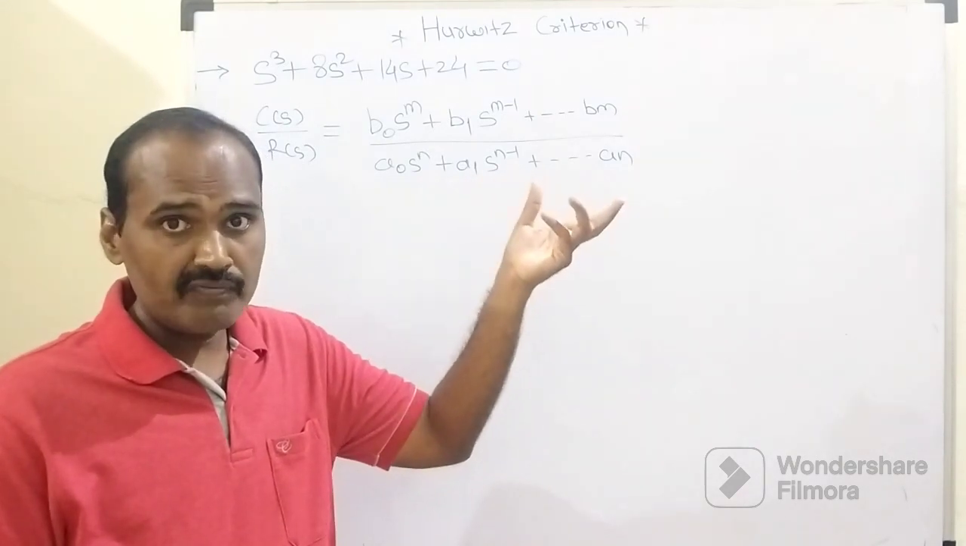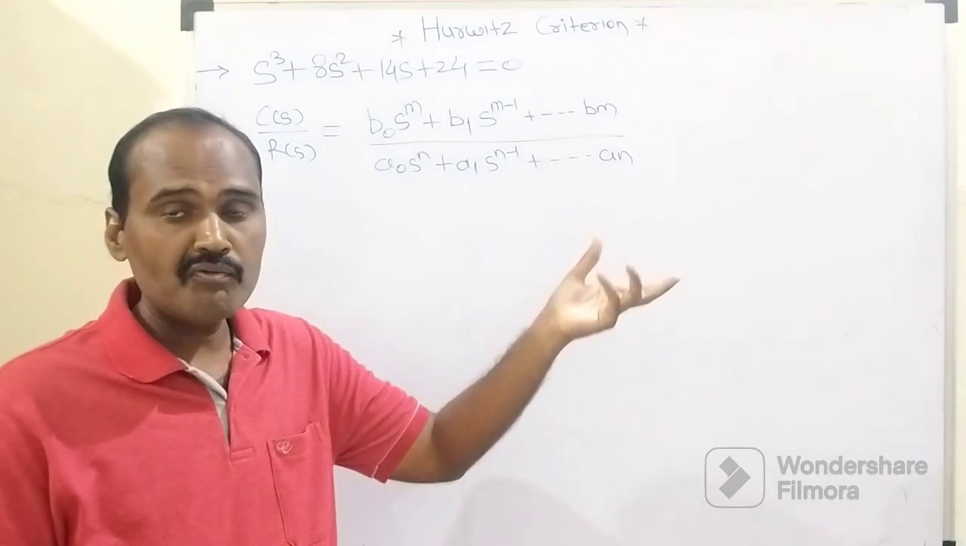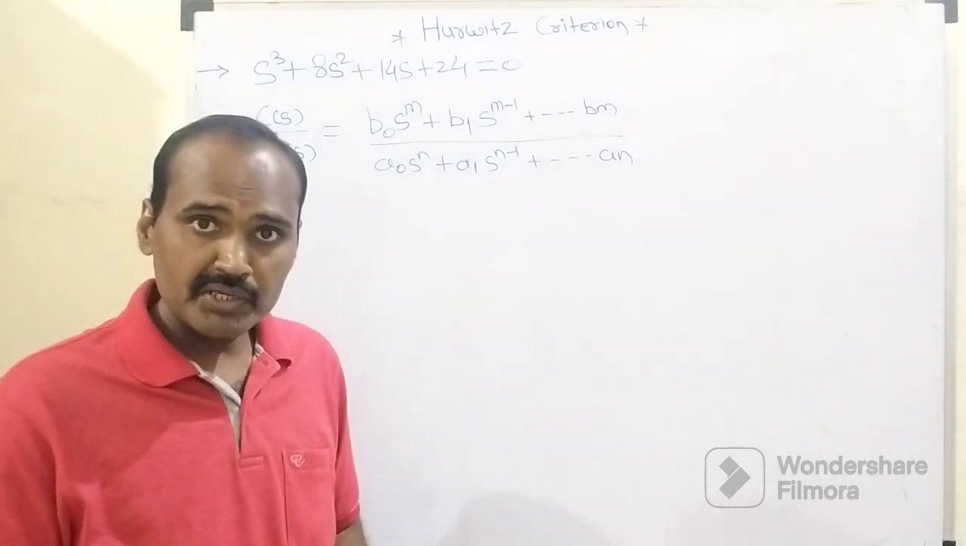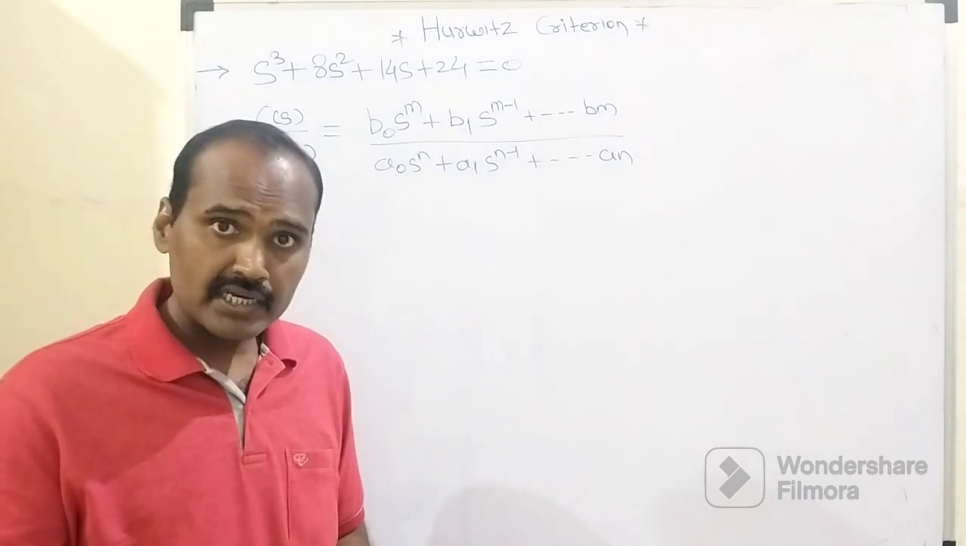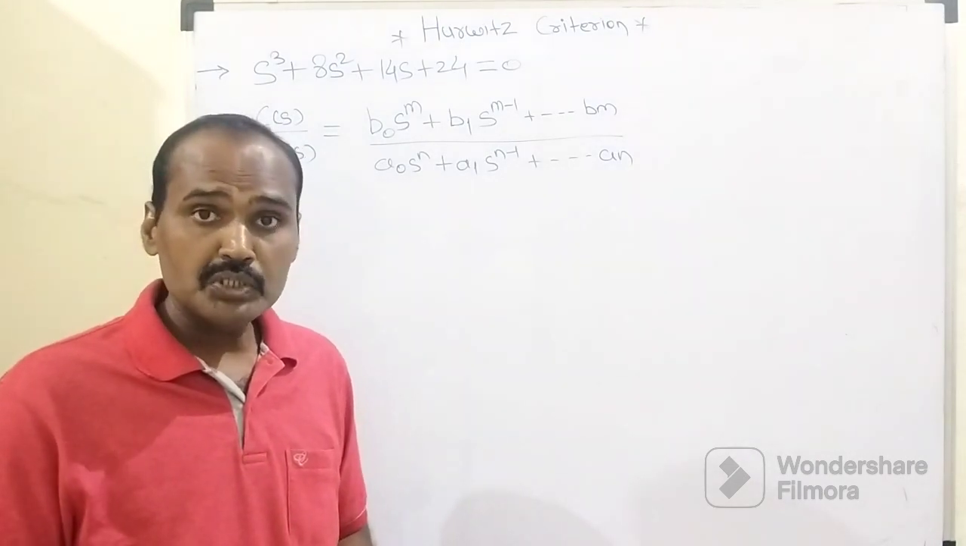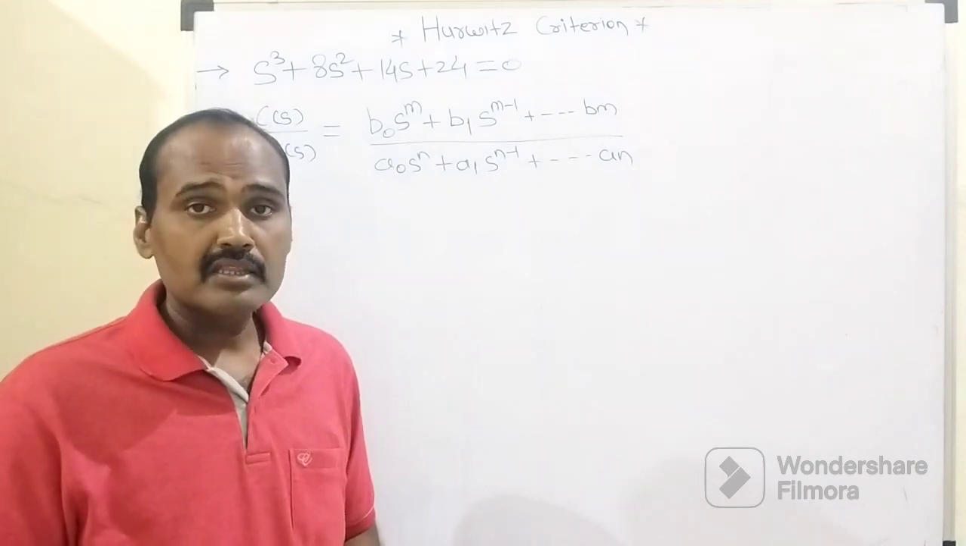As far as the name is concerned, on behalf of his invention, this criteria was proposed by Mr. Adolf Hurwitz. He was a German mathematician. So on behalf of his invention, the name given to this criteria is Hurwitz criteria.